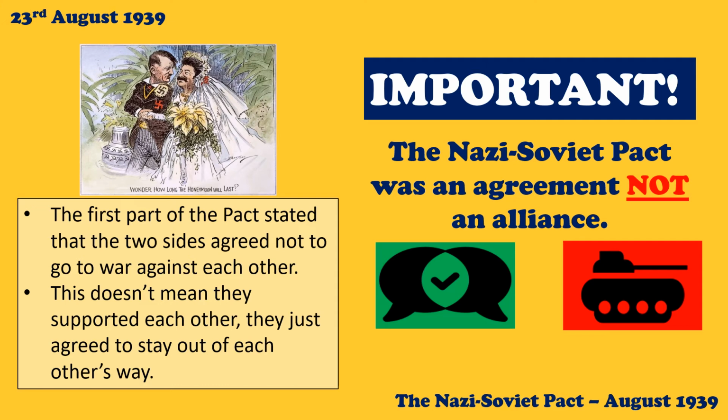Instead, it's these two countries saying, when a war breaks out, and by this stage it's when, not if, but when a war breaks out, let's just stay out of each other's way. We're not going to be allies. We know we don't like each other. Let's just stay out of each other's way.